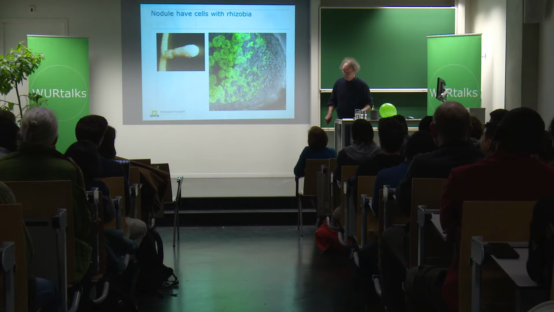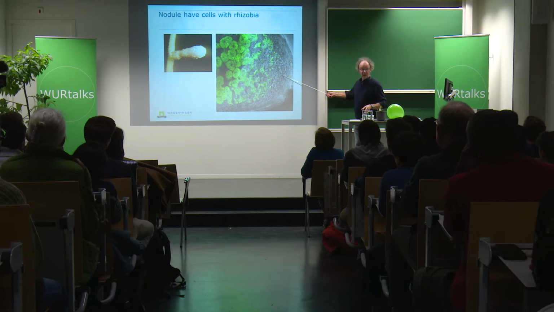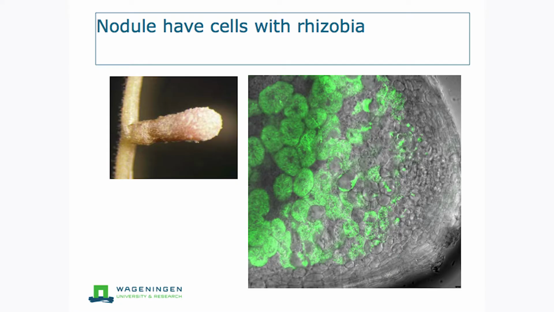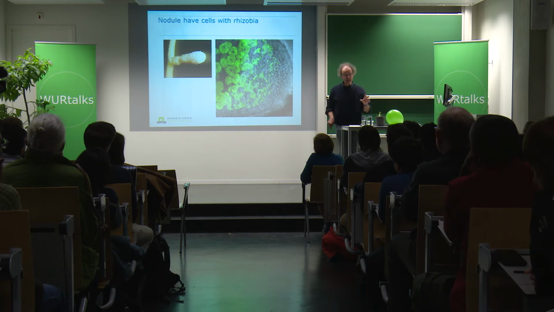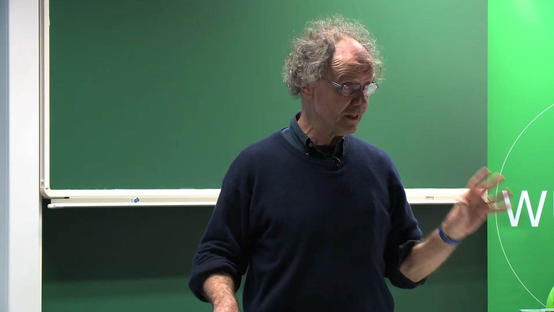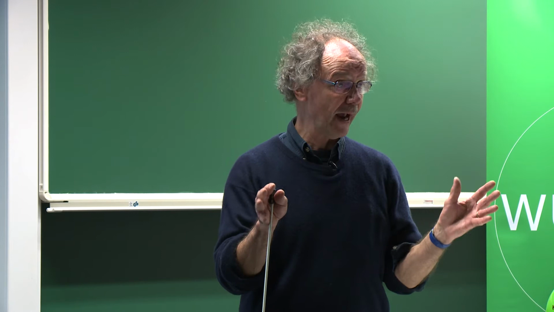Here you see a section of a nodule. And what you see in green here, that's fluorescent, these are the rhizobia. These are cells that are completely packed with rhizobium bacteria that we changed so that they now have a fluorescent protein. But you can see it is enormous. These cells are completely packed with the bacteria.